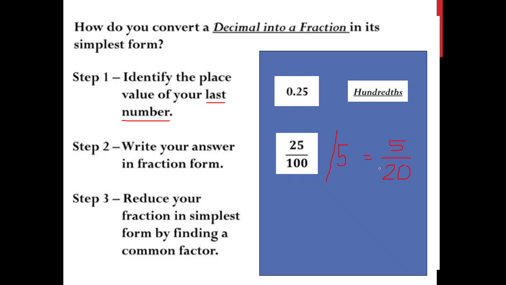So the answer is no. We cannot simplify 5 over 20 anymore because 5 here is already a prime number. The only factors of a prime number are 1 and itself. So we cannot simplify our numerator anymore. Therefore, the fraction form for the decimal 0.25 would be 5 over 20.